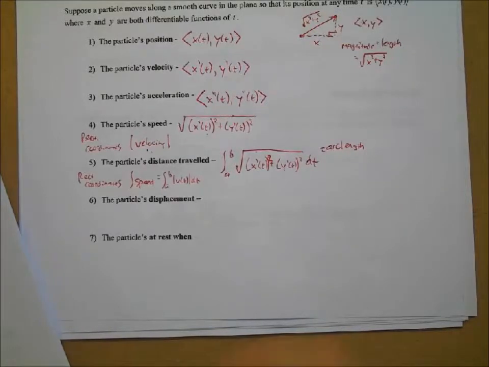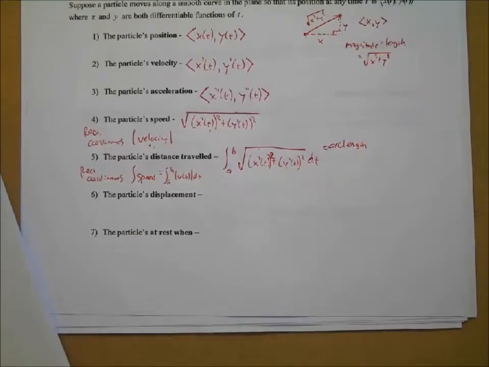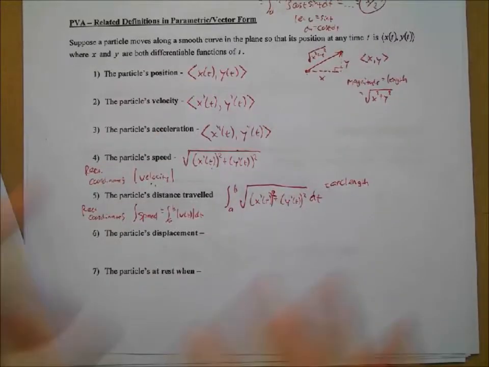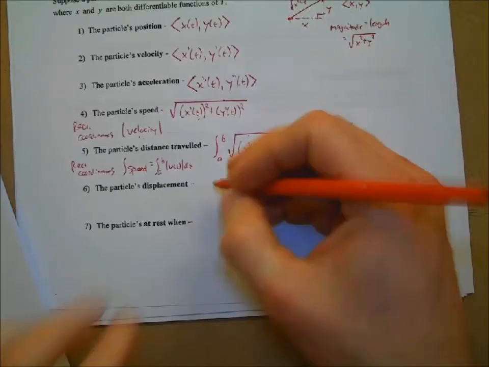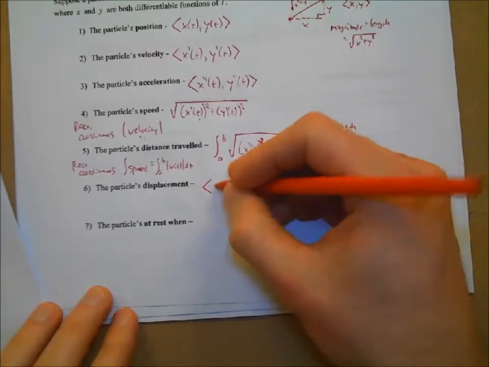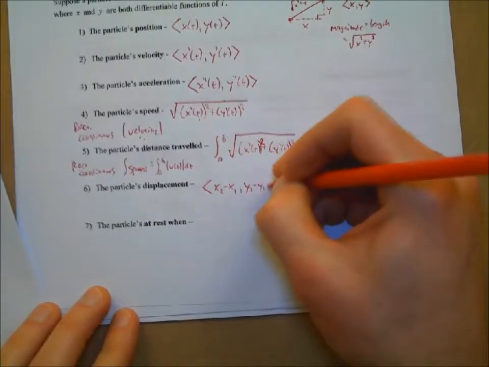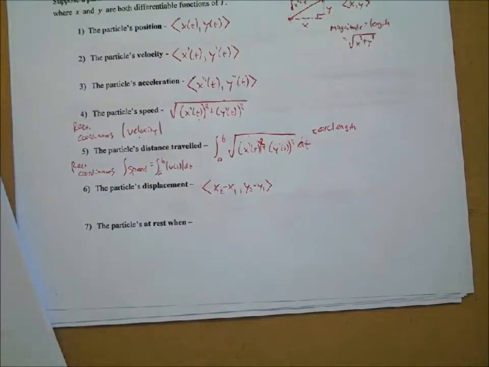Okay, so then the particle's displacement. This is just the change in position. In a basic sense, if you know the positions, you can subtract vectors: x2 minus x1, comma, y2 minus y1. You subtract the two x positions and the two y positions, and that gives you the displacement.